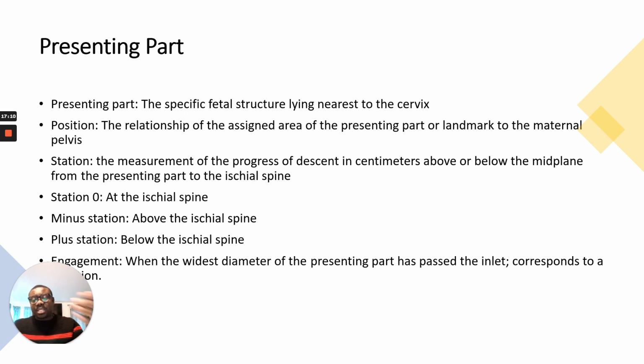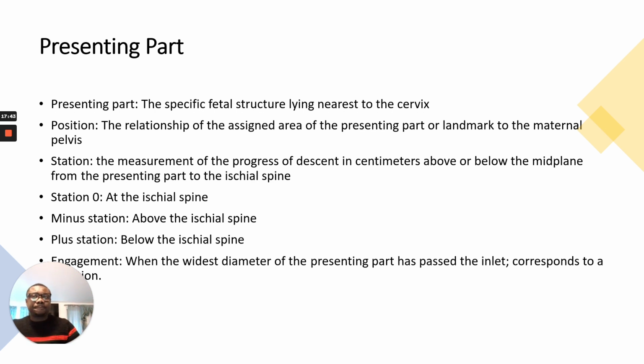The position of the fetus is defined as the relationship of the assigned area of the presenting part or landmark to the maternal pelvis. Then you have the station. The station measures the progress at which the fetus is descending into the pelvic floor for delivery. So as the fetus moves downward, it gains good position.